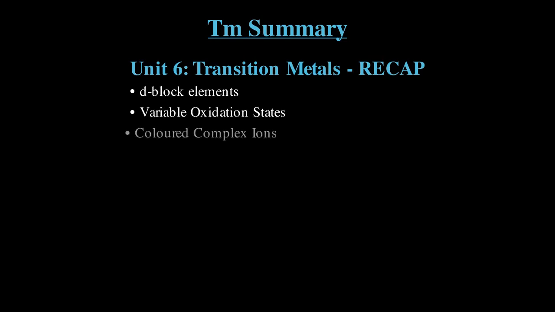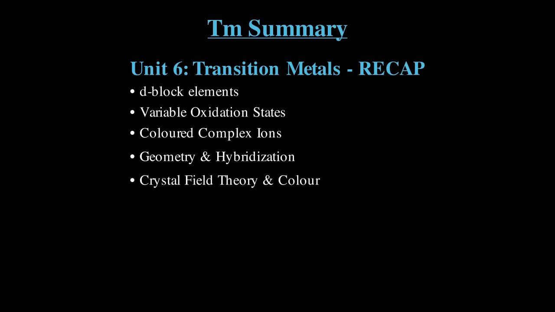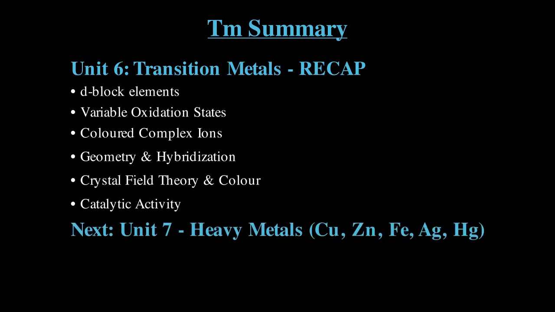And that brings us to the end of Unit 6. Let's do a super quick recap. We learned that transition metals are d-block elements. We discussed their key characteristics, variable oxidation states, the formation of colorful complex ions, their specific geometries or shapes based on hybridization. We touched upon crystal field theory to explain their color, and of course, their fantastic catalytic activity. Unit 6 done. Now let us jump to Unit 7, the 5 heavy metals we need to study.